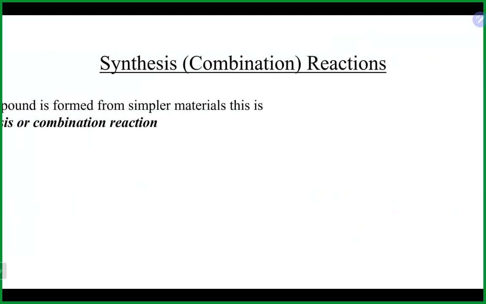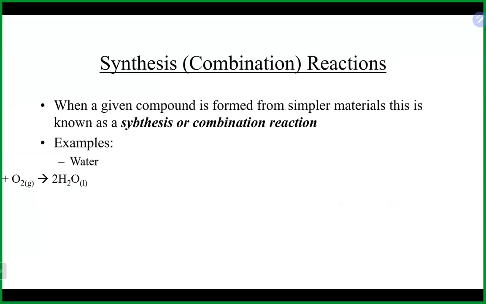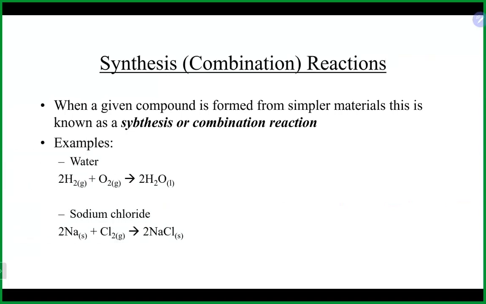All right, the next type of classification of a reaction is what is referred to as a synthesis or combination reaction. The general formula of a synthesis or combination reaction is you take two things and basically combine them together to make one thing. So two things make one thing. That's how you can recognize if you're looking at a reaction that is a combination reaction taking place.